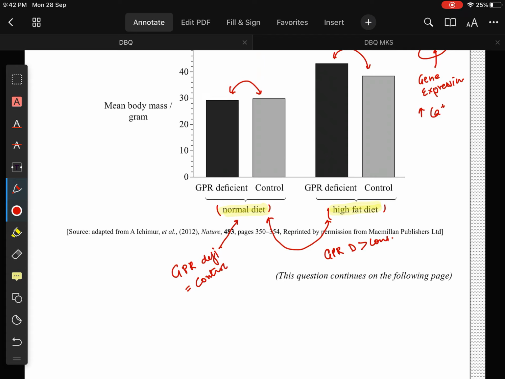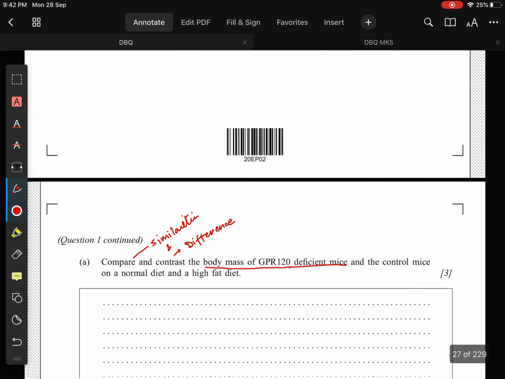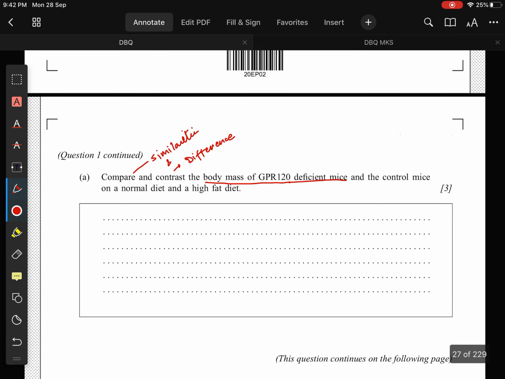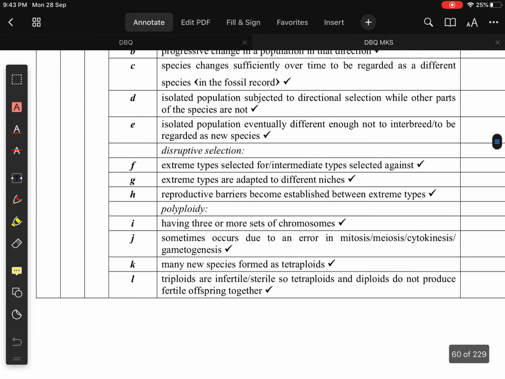All right, how about the normal diet and high fat diet? The mean body mass of normal diet is less than high fat diet. So the mean body mass of high fat diet is higher than the normal diet in both cases, right? So three points we talk about there, and I'm going to show you the mark scheme.